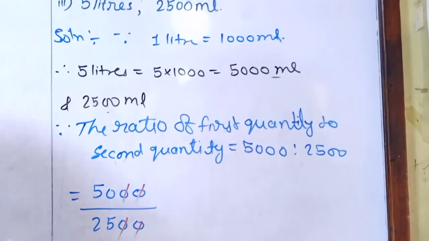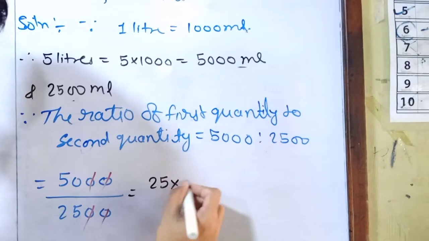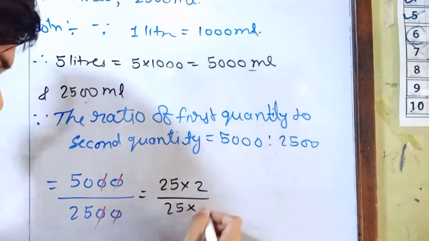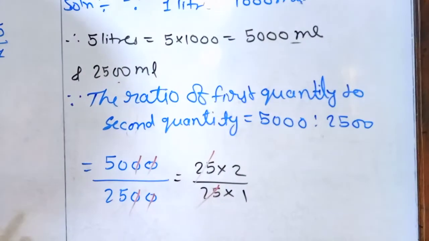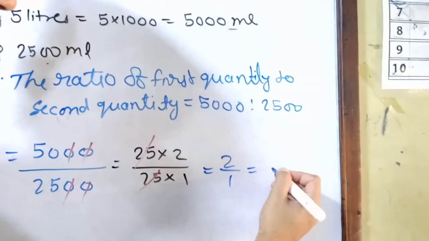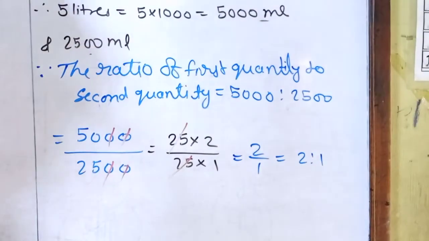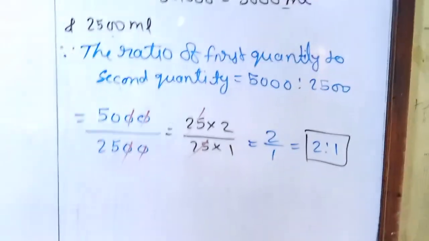These two are multiples of 25, so we can write 25 into 2 and 25 into 1. So 25 will be cancelled, and we get the final answer, that is 2 upon 1, nothing else. 2 is to 1 is our final answer of this question.